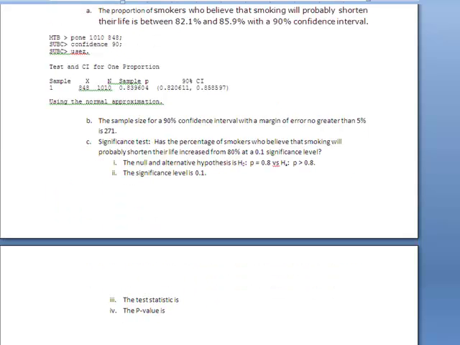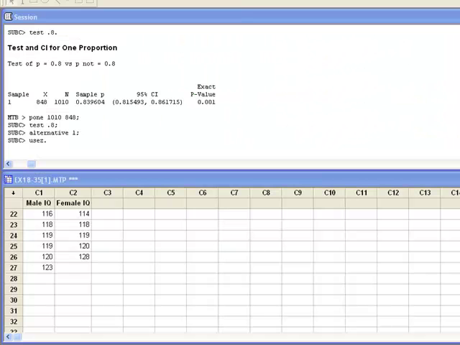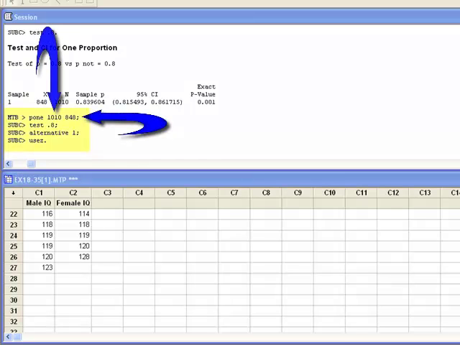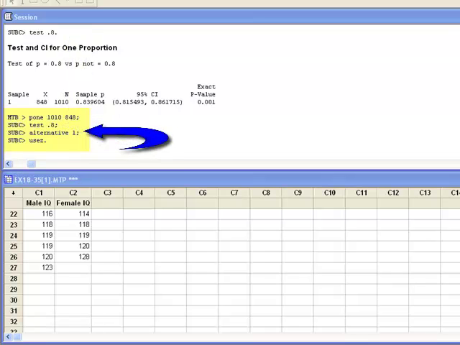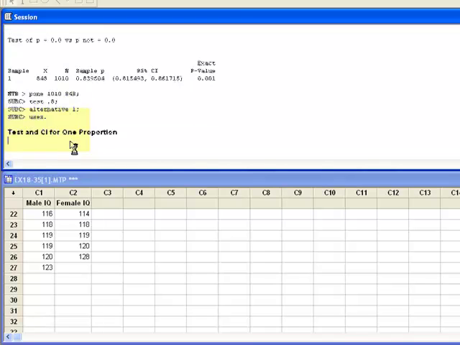Now we're ready to find the test statistic and the p-value. So now we need our MINITAB. So here's the command. It's again P-ONE for one-sample proportion. There's our sample size 1010. The number of successes 848. We want to test that 80%. The alternative is 1 because we think that it's greater. It's increased from 80%, so we use alternative 1. And the very last line is UZ because we're going to use the normal approximation for this. And now we just hit enter and we'll get our answer.